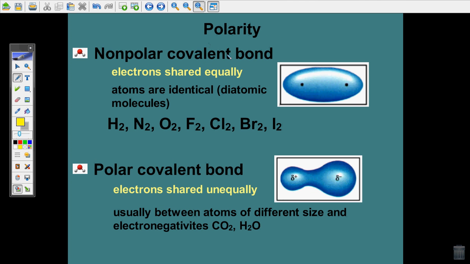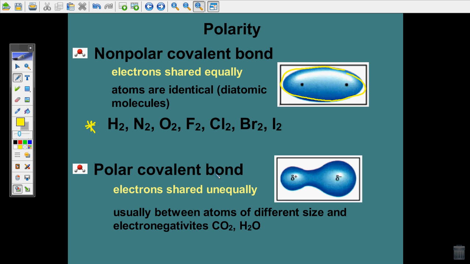So when they're sharing these electrons, you can have an unequal share or an equal share of electrons. With nonpolar covalent bonds, they're shared equally. So you get this nice shape here. And you get it from atoms that are identical, diatomic molecules, H2, N2, O2. These are the only 7 that do this, and you're going to have to memorize these.